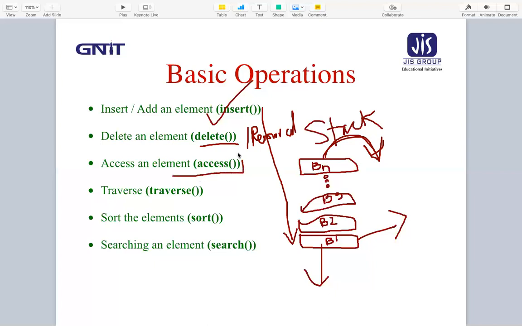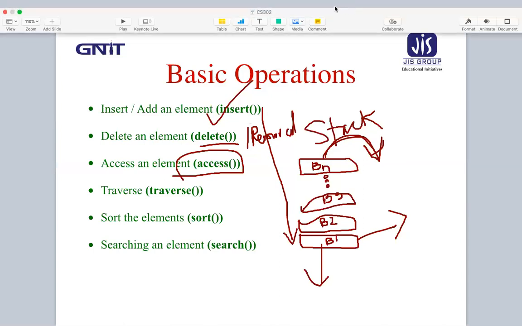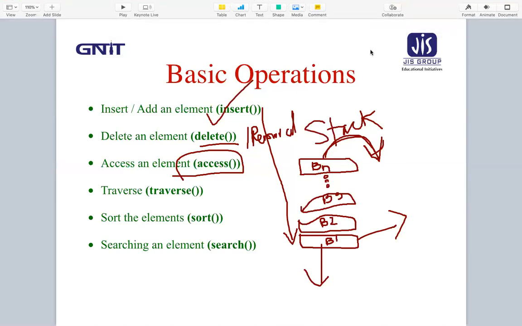Now accessing an element is done by the access function. Now see, as I told, everything in these data structures is defined in terms of a function. They are all functions. Now what is accessing an element? Suppose we have this stack of books B1, B2, B3 and Bn, and suppose we want to access this particular element B3. This is done via the logical operation which will be implemented in terms of a function which is known as access.